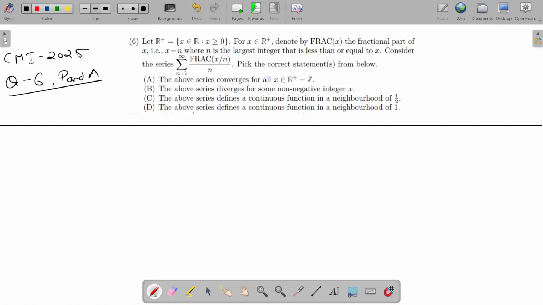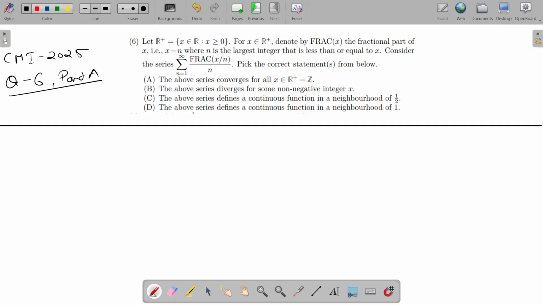So basically, let R plus be all x belonging to R such that x is greater than or equal to 0, and they have defined the fractional part of x. Now they are considering a series, which is nothing but summation n from 1 to infinity of fractional part of x by n, by n. Now they are saying pick the correct statements from below.